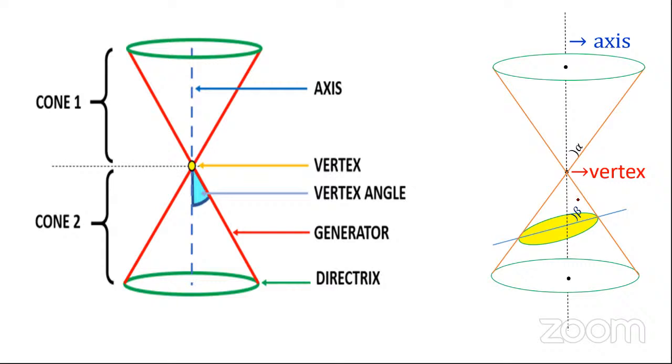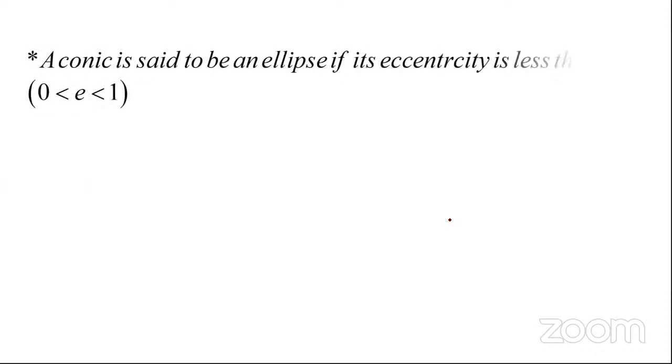With respect to the alpha value and beta value, we will get the ellipse. So this is the figure of an ellipse. Next, a conic section is said to be an ellipse if its eccentricity is less than 1. Here e says that the eccentricity is 0 less than e less than 1. Then that is called an ellipse.